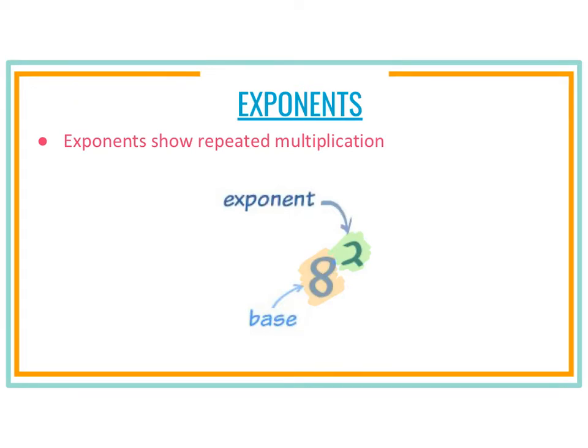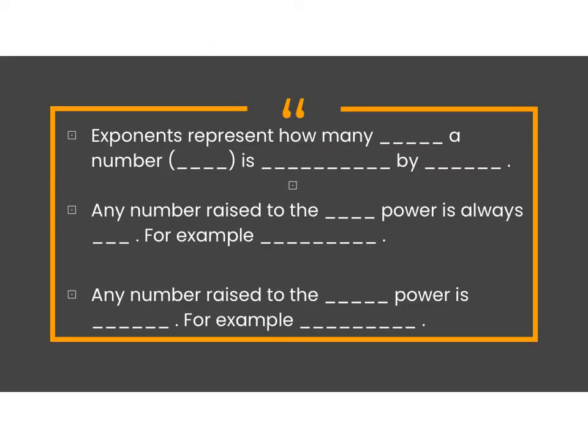We can rewrite this as 8 times 8. We will multiply the 8 twice because the exponent tells us how many times to multiply our base number. Exponents represent how many times a number, or the base, is multiplied by itself.